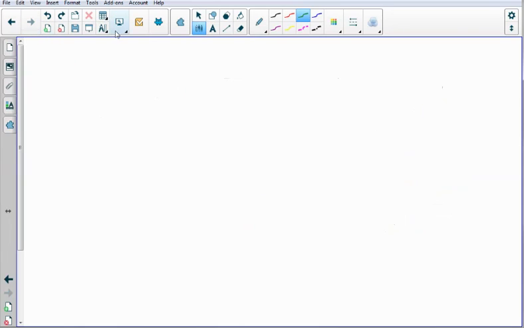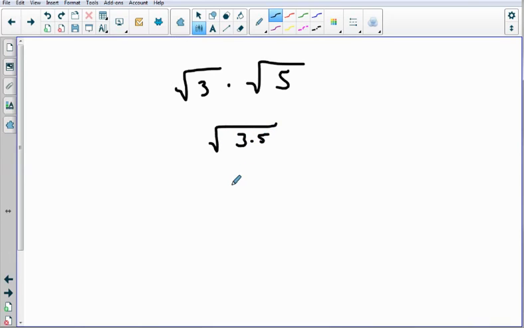Let's try one where it doesn't come out anything like that. Let's do the square root of 3 times the square root of 5. That would be the square root of 3 times 5, which would be the square root of 15. And of course, that's broken down into 2 primes, so there it is. That's how you would do that one.